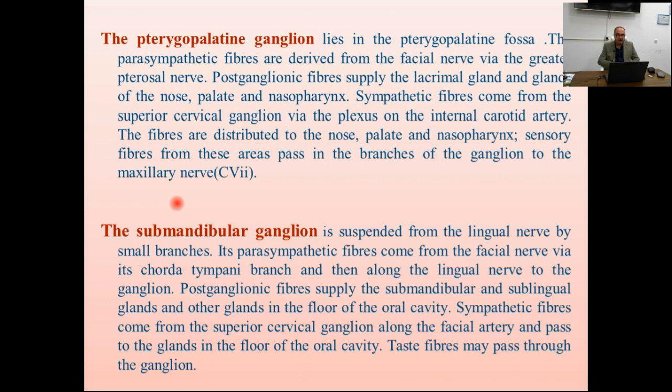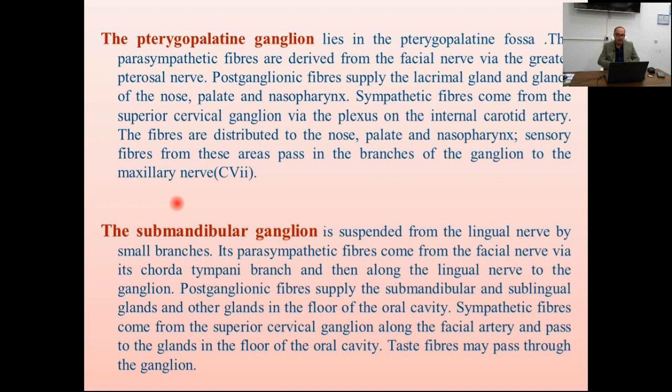The pterygopalatine ganglion lies in the pterygopalatine fossa. The parasympathetic fibers are derived from the facial nerve via the greater petrosal nerve, and the postganglionic fibers supply the lacrimal gland and the glands of the nose, palate, and nasopharynx. Sympathetic fibers come from the superior cervical ganglion via the plexus on the internal carotid artery. The fibers are distributed to the nose, palate, and nasopharynx, and the sensory fibers from this area pass in the branches of the ganglion to the maxillary nerve.